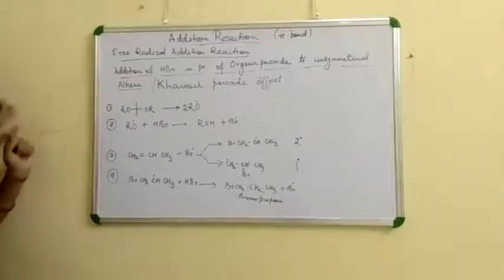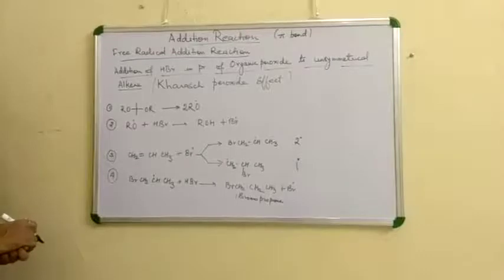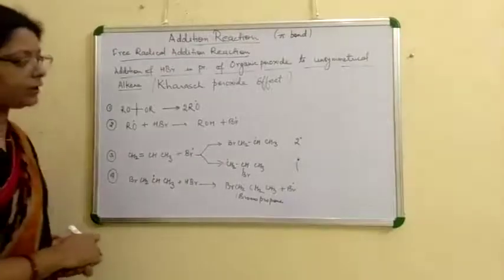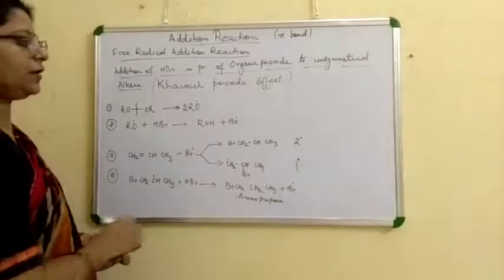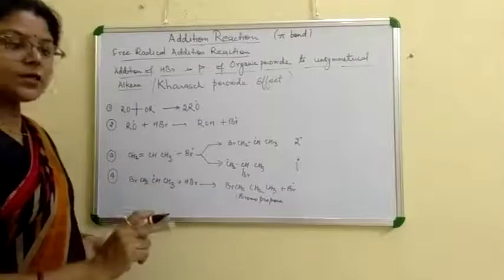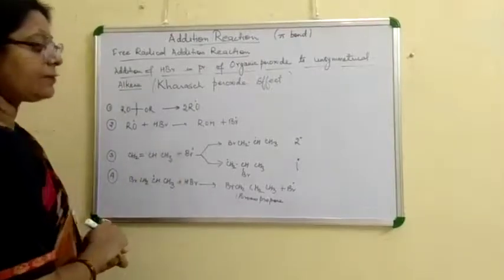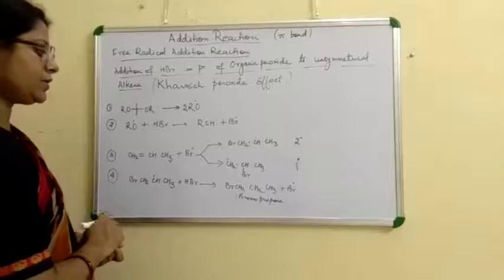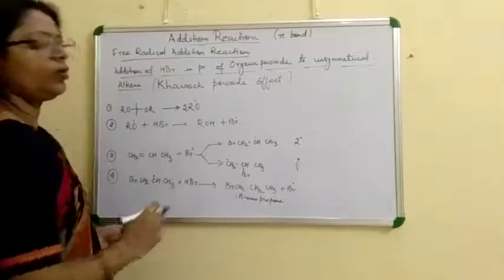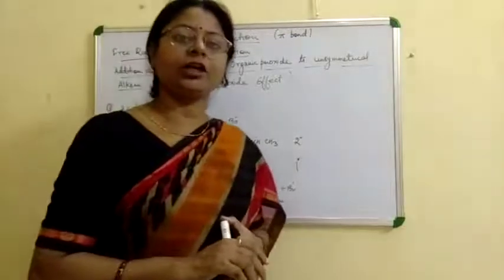As here in the Kharash peroxide effect, in the free radical addition reaction, the main product is decided by the free radical. So secondary free radical is the most stable free radical. That's why 1-bromopropane is the main product instead of 2-bromopropane. So this is all for the addition reaction.